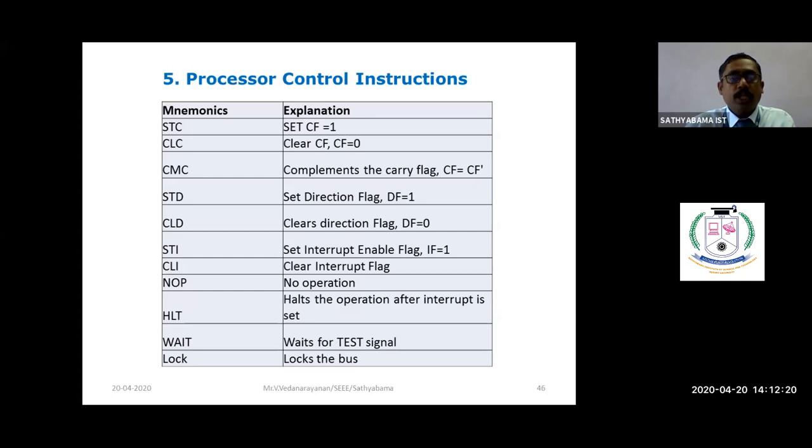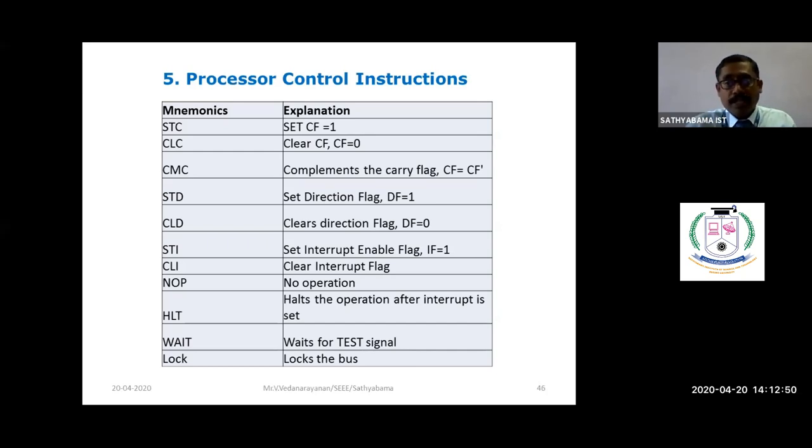Then the next one is NOP. NOP stands for no operation. The next one is HALT. This you might have used in 8085 programming labs, and it halts the operation. Once an interrupt is set, the regular operation is stopped, and the control is moved to the interrupt location. Based on the interrupt locations or interrupt instructions, the control is taken away from our main program.